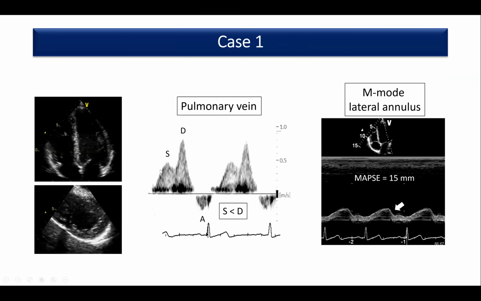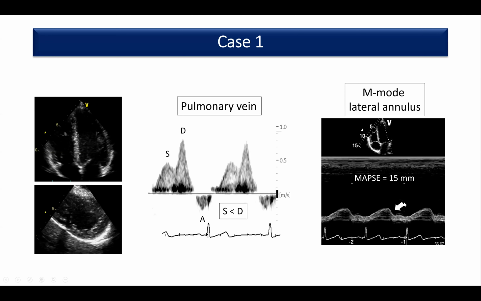If you look as well at the pulmonary vein Doppler, you see a small S and a large D. And you see this typically in young patients who have perfectly normal diastolic function. The reason is as soon as the mitral valve opens, the blood is sucked from the left atrium into the left ventricle, because the left ventricle has perfect diastolic properties.